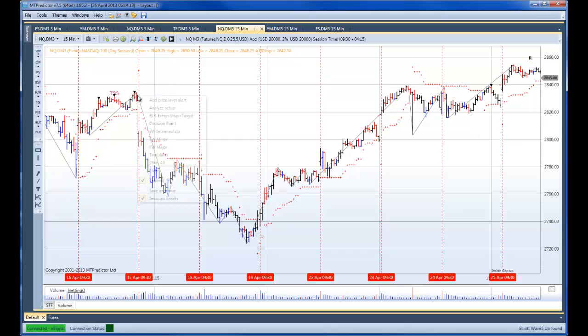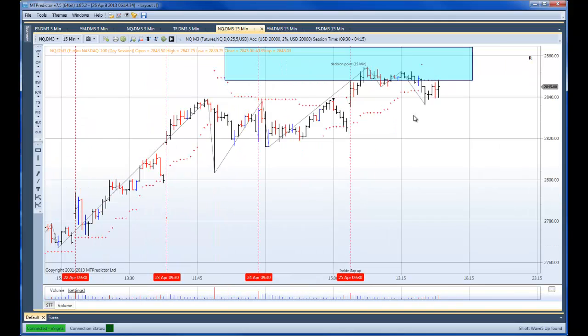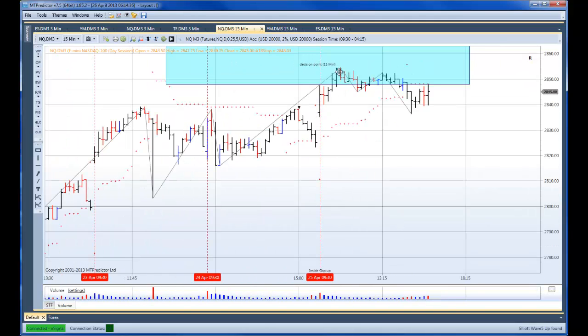So if we right mouse click on this pivot and we put our decision point on, you can see it goes up there, and it was just above where the market opened yesterday. We can drag these left and right, but they don't change position vertically, so the price level doesn't change. So here you can see that the market opened yesterday and it went up into this 15-minute resistance level.